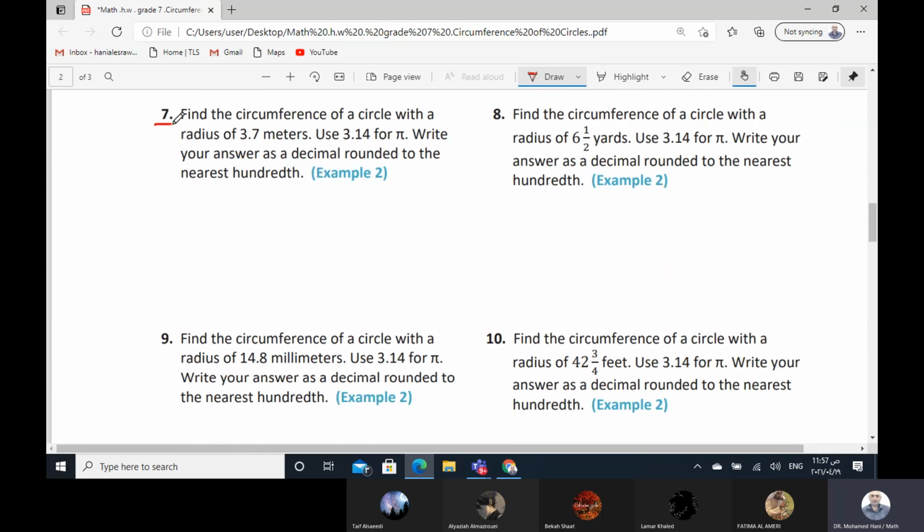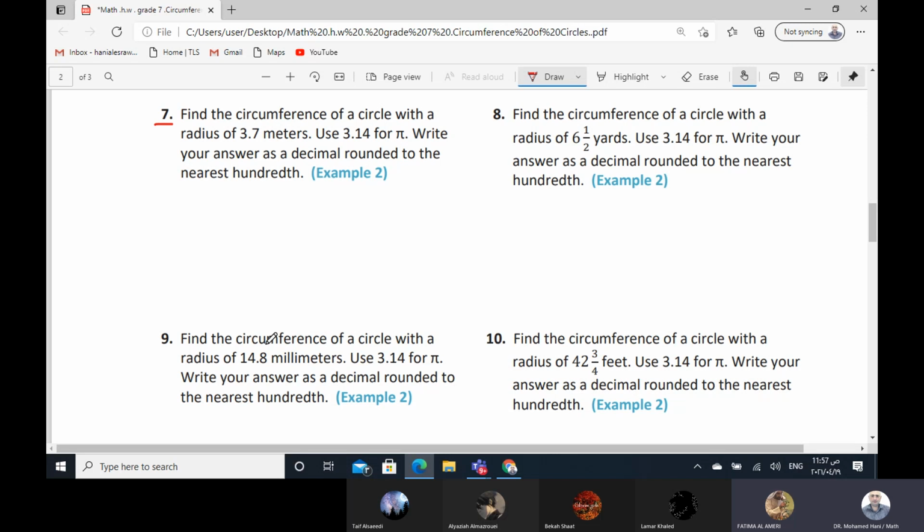Who can read exercise number 7? Fatima, can you read it, please? Yes. Find the circumference of a circle with a radius of 3.7 meters. Use 3.14 for pi. Write your answer as a decimal rounded to the nearest hundredth.